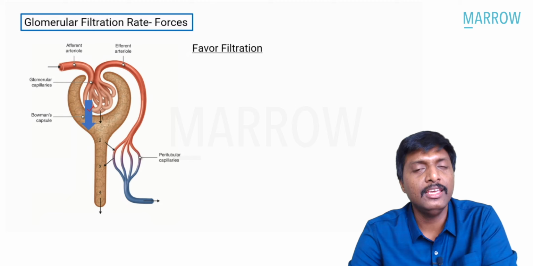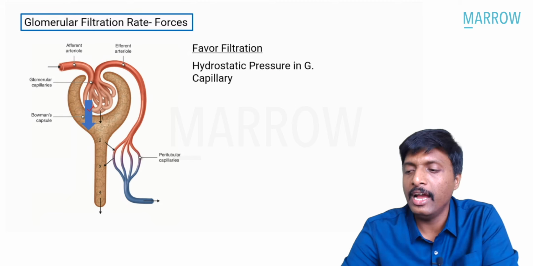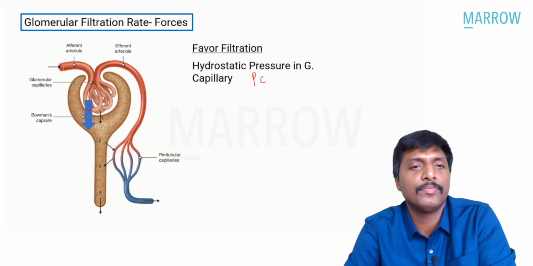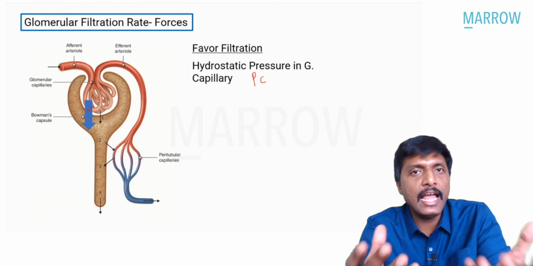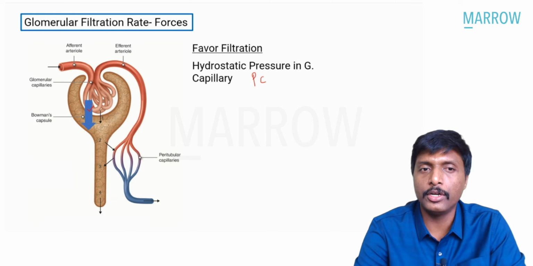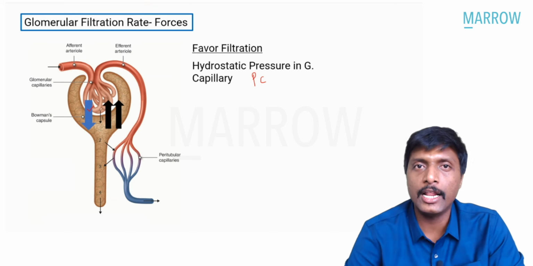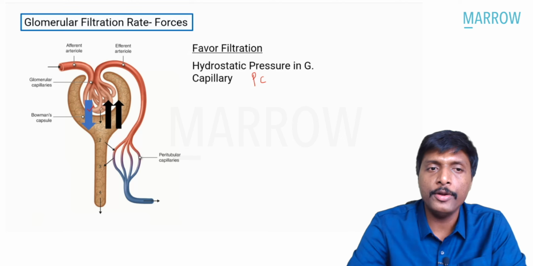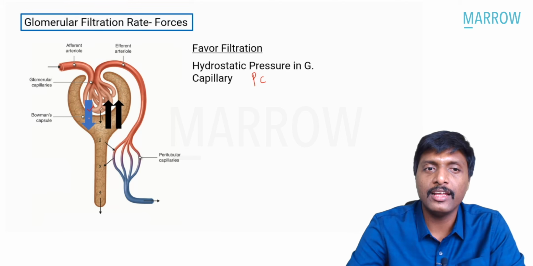Who is he? It is the glomerular capillary. Hydrostatic pressure we call PC. This important action will be opposed by two important opposing forces. What are those two opposing? Shown in black color arrow marks here. Look into the arrow mark here. This blue one is favoring. These two black ones are opposing.